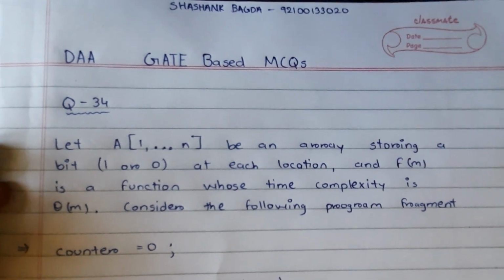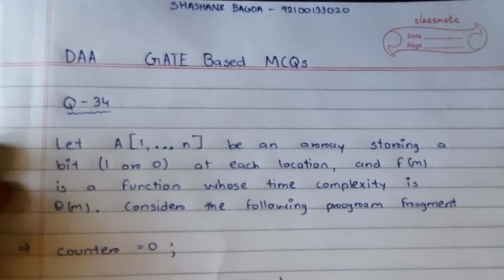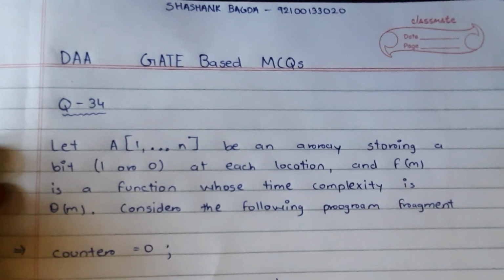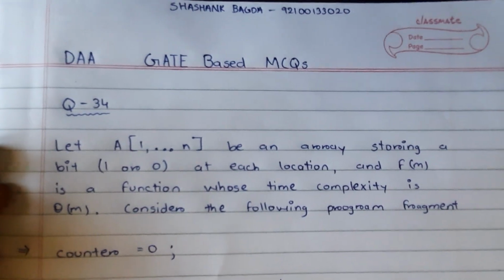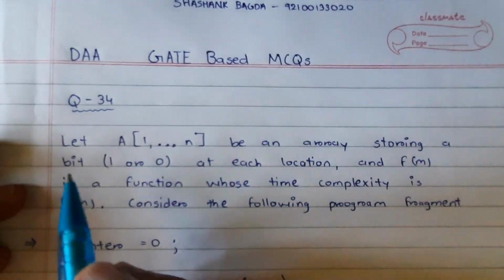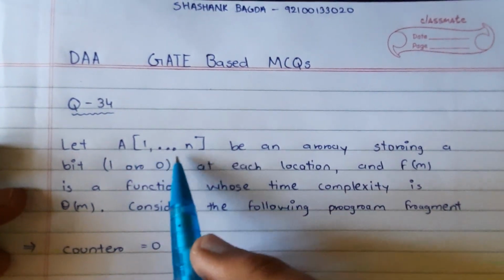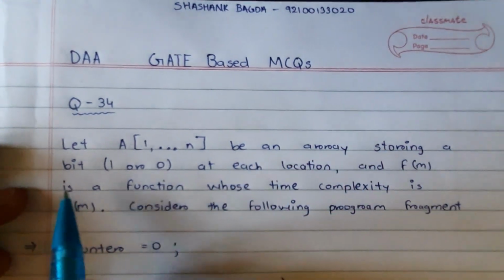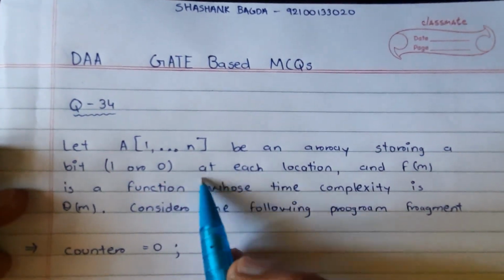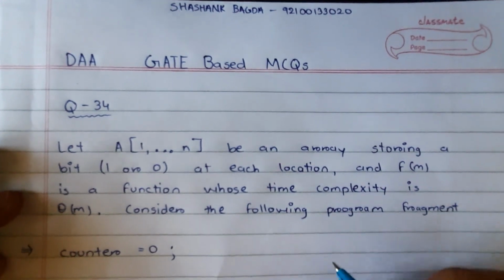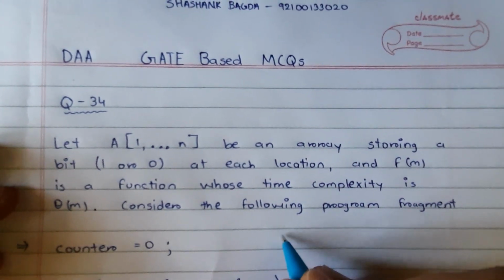Today I am going to explain some GATE based MCQs of the Design and Analysis of Algorithms subject. So first of all, let's understand question number 34. Here it is given: let A[1 to n] be an array storing a bit, 1 or 0, at each location, which means there is an array.